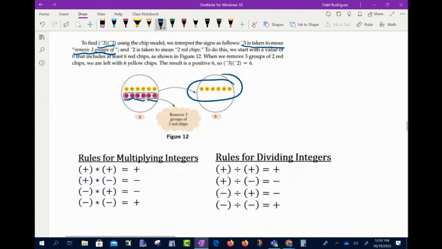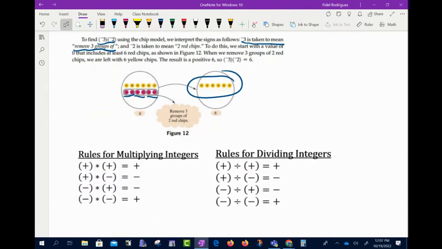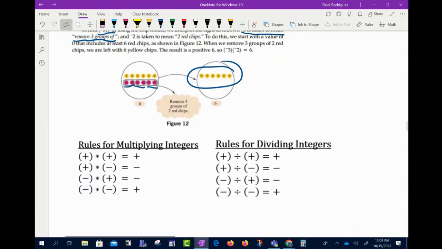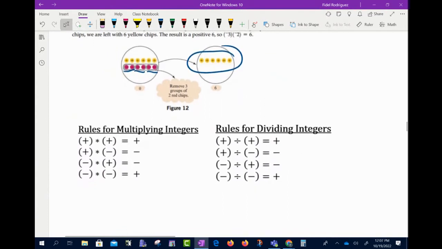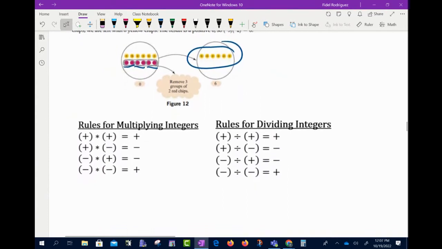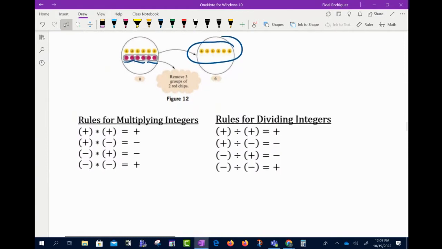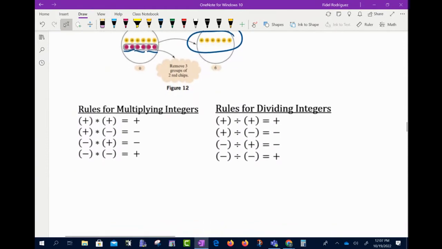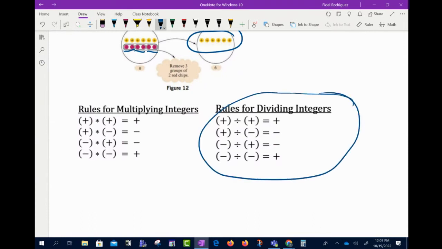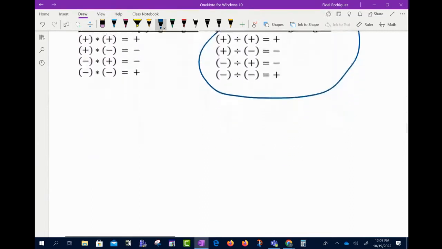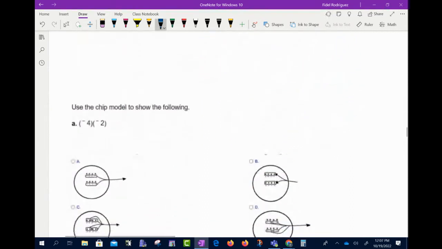Okay, so just a quick reminder. I know we've all gone through this over the years, but rules for multiplying integers, y'all. So positive times a positive is positive. A positive times a negative is negative. A negative times a positive is negative, and a negative times a negative is positive. And those same rules, y'all, apply for division as well. Okay. So we're going to go through a couple of problems here, see if we can't figure this thing out.